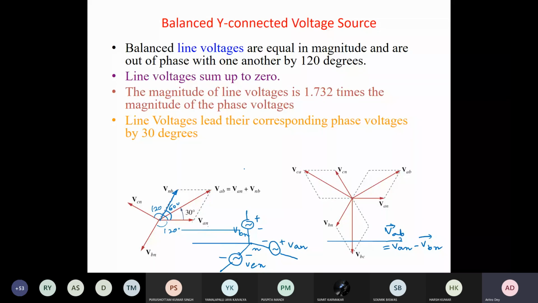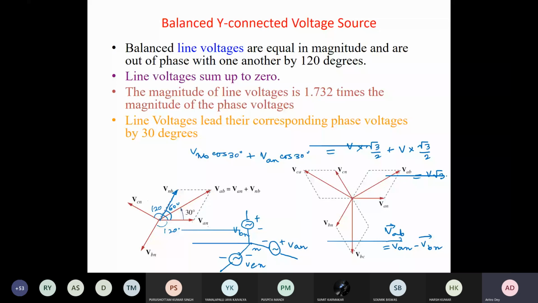So you can get VAB by taking the phasor sum: it is VNB cos 30 plus VAN cos 30 along VAB, and the perpendicular components will be equal and opposite, sine 30 and sine 30. VNB and VAN are magnitude wise the same, so we can write V into cos 30, which is root 3 by 2, plus V into root 3 by 2. So you get V root 3, where V is your phase voltage. This is how you can solve it, or you can use the parallelogram law.